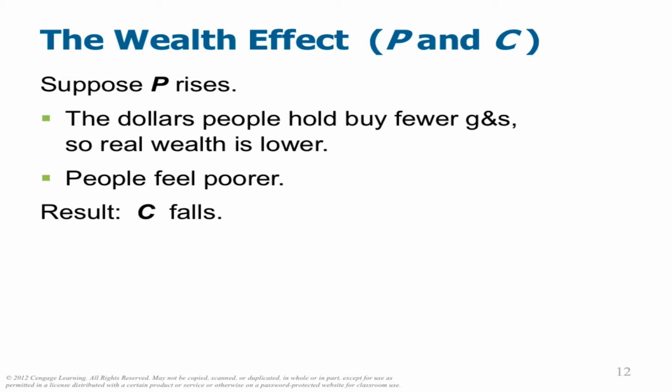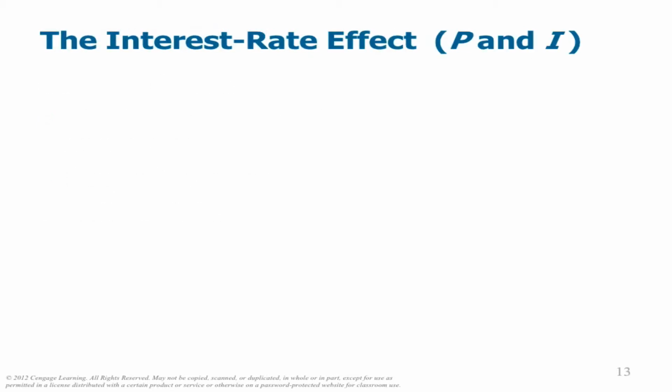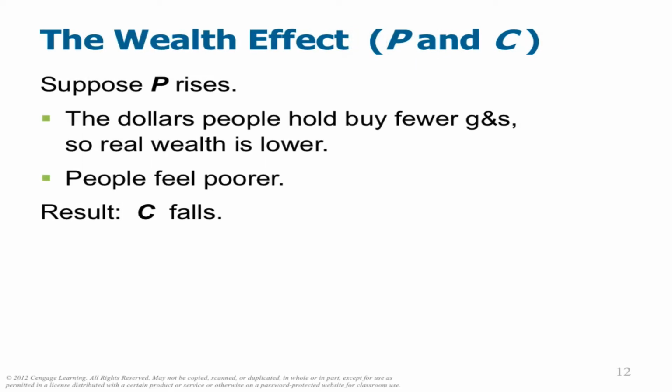So as a result, consumption falls. That is the wealth effect. We're talking about all of the reasons why the AD curve slopes downward. I'm giving you the reasons why aggregate demand slopes downward. Reason one was the wealth effect. When your dollars buy less, you feel poorer.